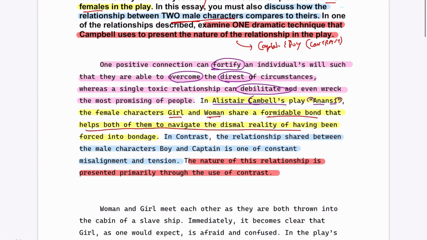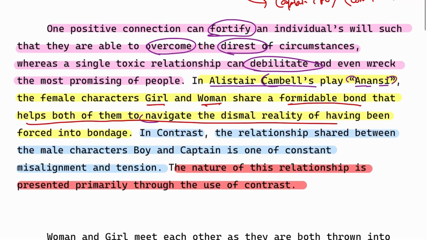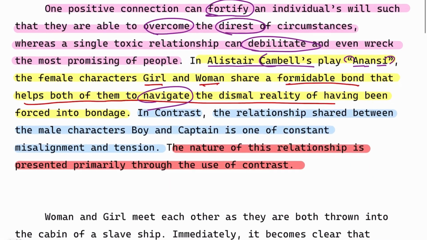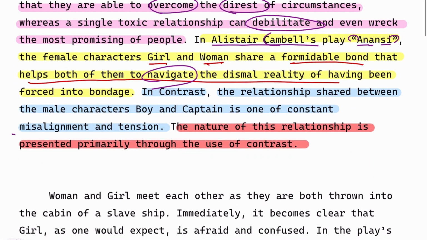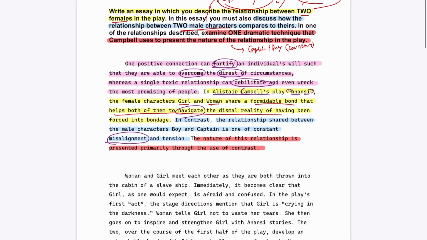Let's see, what other nice words have I used? Navigate is a word you can drop into almost any essay. Misalignment, yeah, I think that's a nice one. So a couple of nice words thrown in. You don't need to overdo it. Don't use big words for the sake of using big words. Just make sure you're being as accurate as possible with your language.